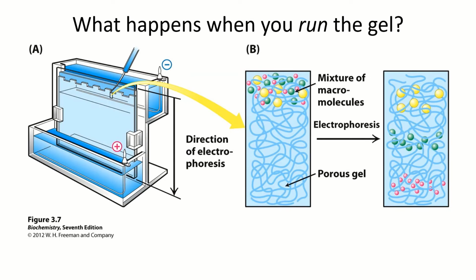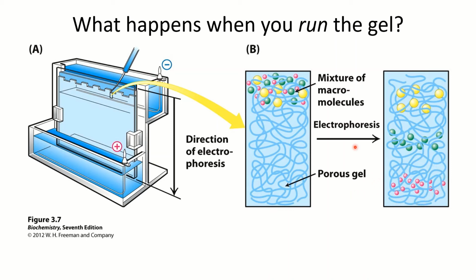So here's a visualization of that. Here we have the different proteins represented by spheres. They are of different sizes. After running the gel electrophoresis, we can see here that the larger proteins have stayed nearer the wells, while the lightest or the smallest of the proteins have moved the farthest away from the wells.